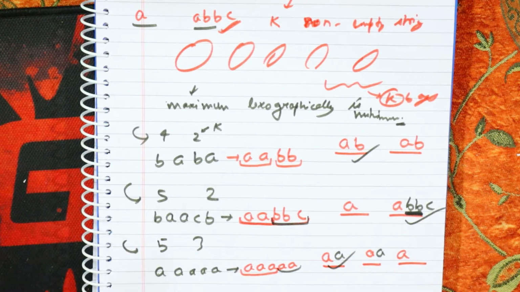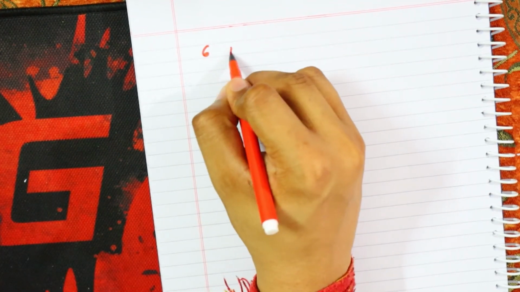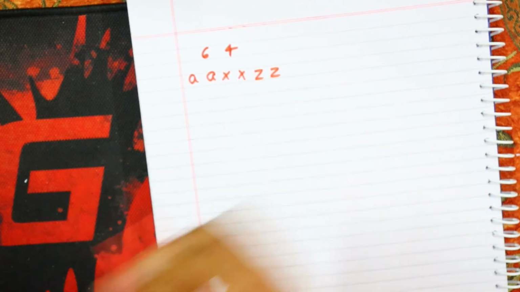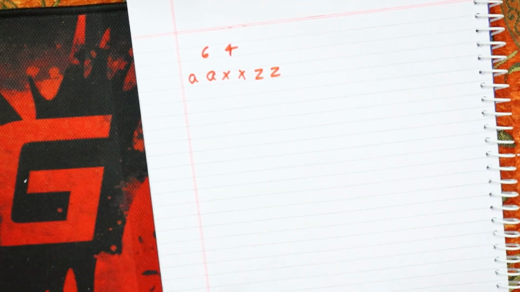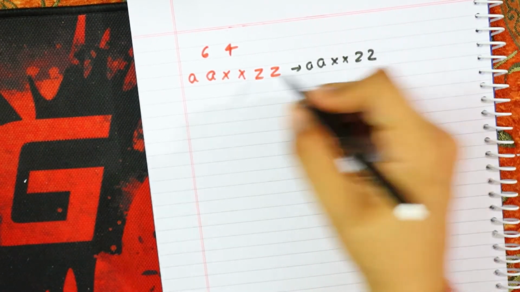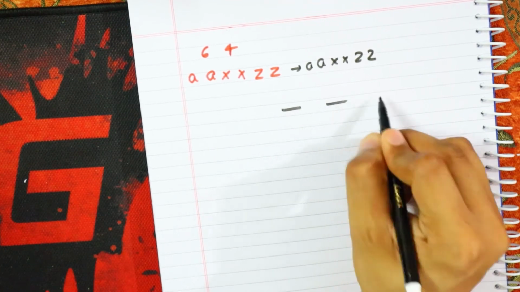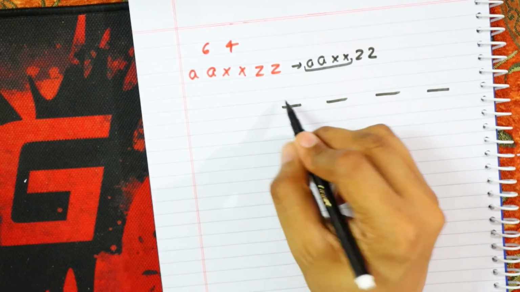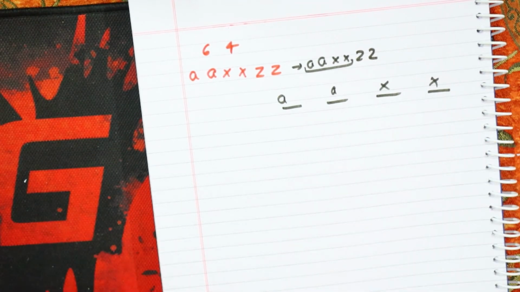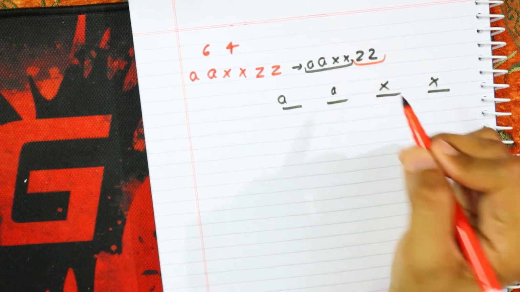Now let's have another example as well, which is 6 and 4, which is A X Z. Now it is 4 basically. First of all I will sort it, which is A X Z. Now it is 4, so I will have 4 sets, 1 2 3 4. I will start by placing A X. Now as you can see, I have my remaining Z's.